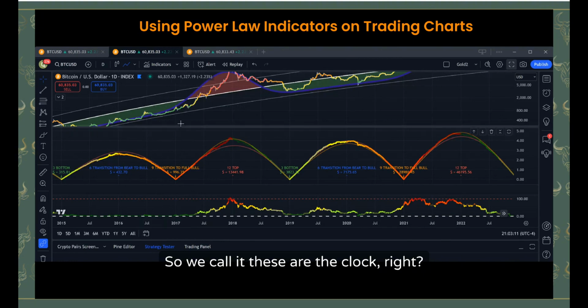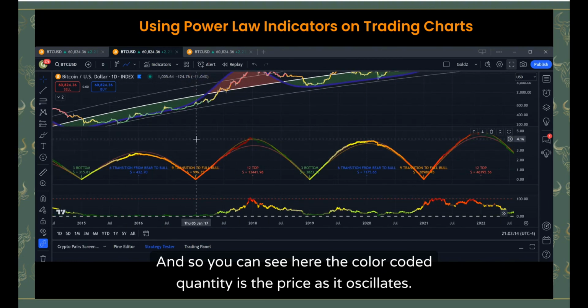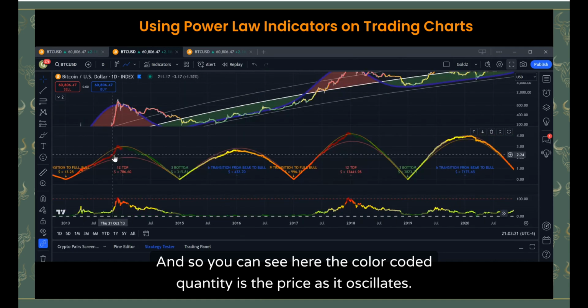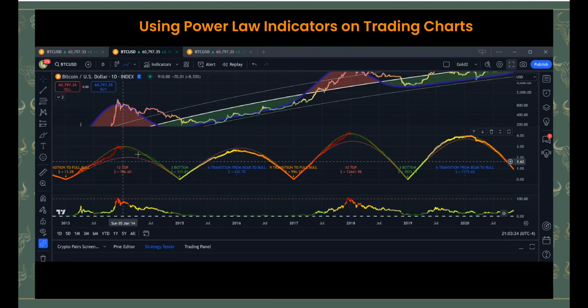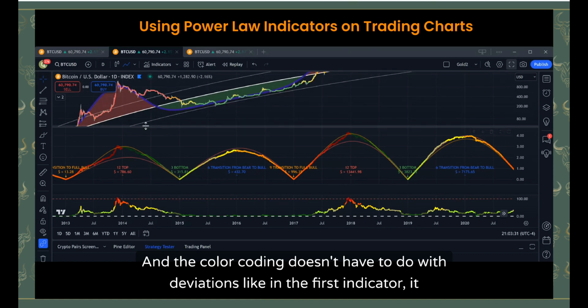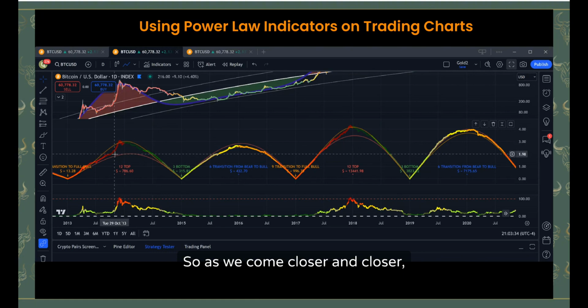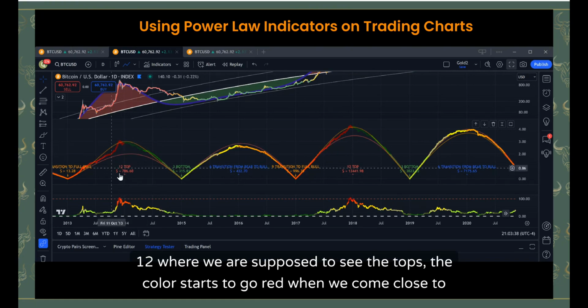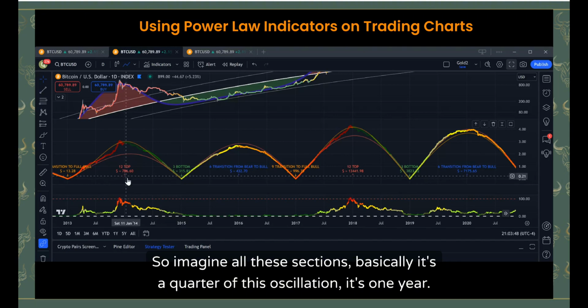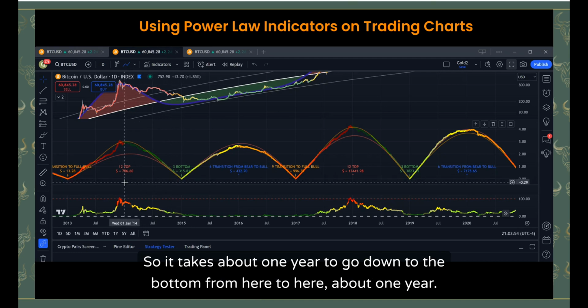So we call this indicator our clock. And so you can see here the color-coded quantity is the price as it oscillates. And the color coding doesn't have to do with deviations like in the first indicator. It has to do with timing. So as we come closer and closer to 12, where we're supposed to see the tops, the color starts to go red. When we come close to the bottom, that is basically a cusp here. So imagine all this section, basically it's a quarter of this oscillation. It's 1 year. So it takes about 1 year to go down to the bottom from here to here, about 1 year.